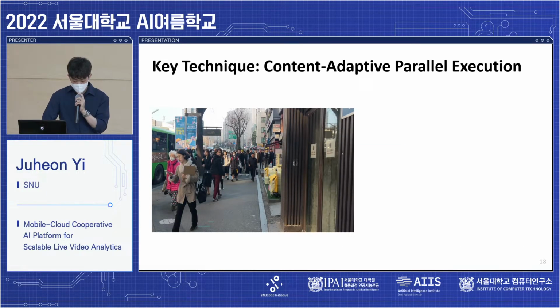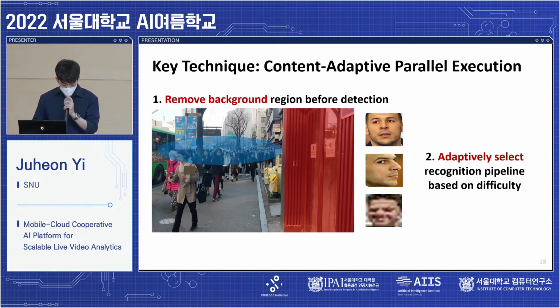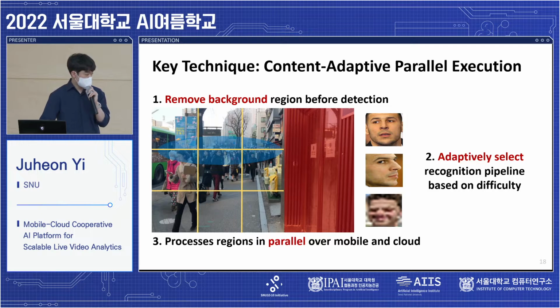Just briefly introducing our key technique, we designed a technique called content adaptive parallel execution, which adaptively applies different pipelines depending on the scene content over the mobile and the cloud. At a very high level, we first remove the background regions with no faces before feeding them into the face detection network. Out of the faces detected, we adaptively select the recognition pipeline based on its estimated recognition difficulty. And finally, from the observation that recognizing individual faces is independent, we run them in parallel over the mobile and the cloud for optimized latency.